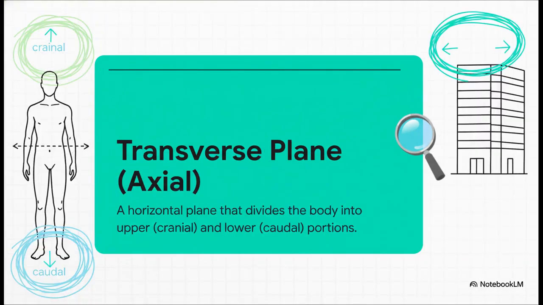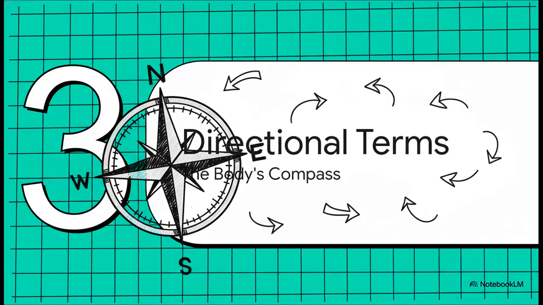And finally, there's the transverse plane. This one's horizontal. It slices the body into an upper or superior section and a lower or inferior section. If you've ever seen a CT scan, you're basically looking at a series of transverse planes stacked together. It gives you a great cross-section view. So, we have our map and our grid. What's left? We need a compass. We need our north, south, east, and west to give directions. So let's learn the key directional terms in anatomy.